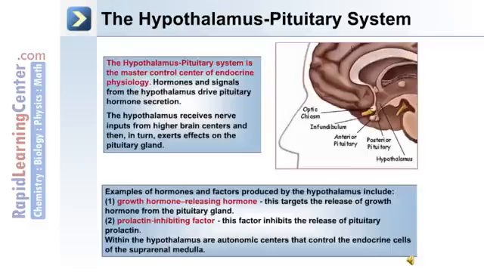Examples of hormones and factors produced by the hypothalamus include number 1, growth hormone releasing hormone. This targets the release of growth hormone from the pituitary gland. Number 2, prolactin inhibiting factor. This factor inhibits the release of the pituitary prolactin. Within the hypothalamus are autonomic centers that control the endocrine cells of the suprarenal medulla.